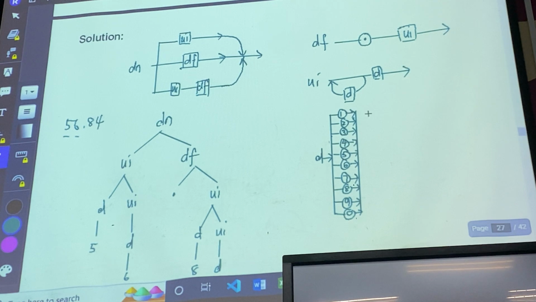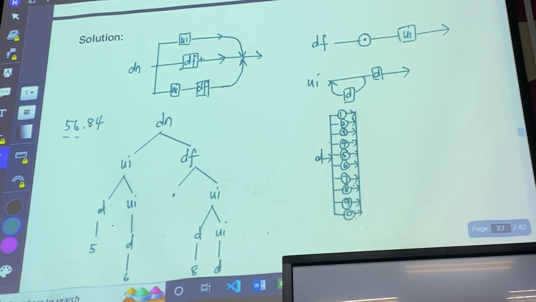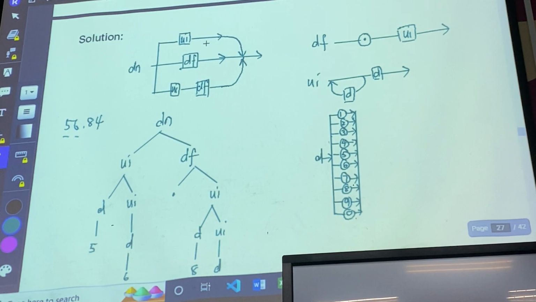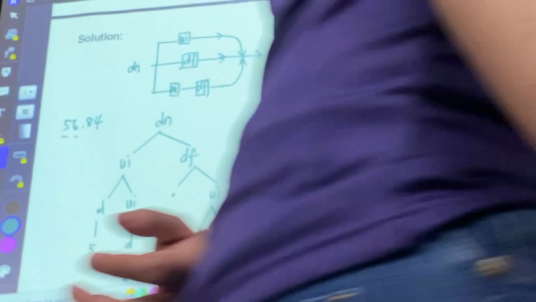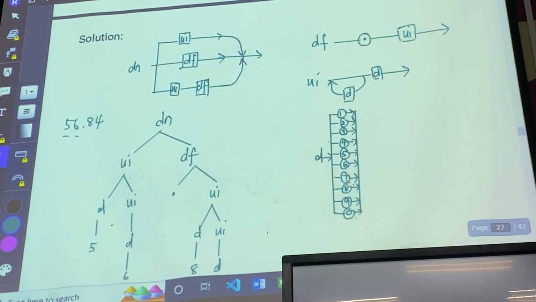the digit only. So we need to convert everything in the master diagram, like this one, unsigned integer, decimal fraction, all this, you need to replace it with digit. Okay? Because only digit are the terminal symbol in this case. All the rest are non-terminal. So we cannot put it in our master diagram.